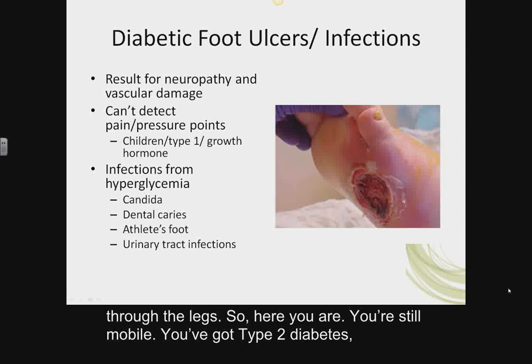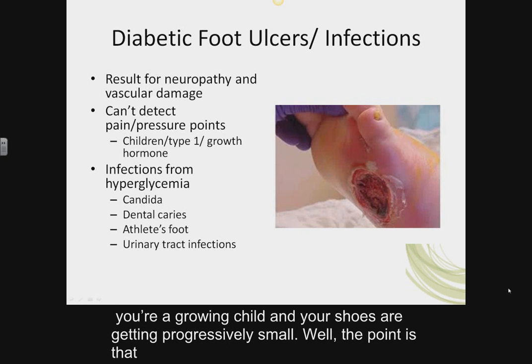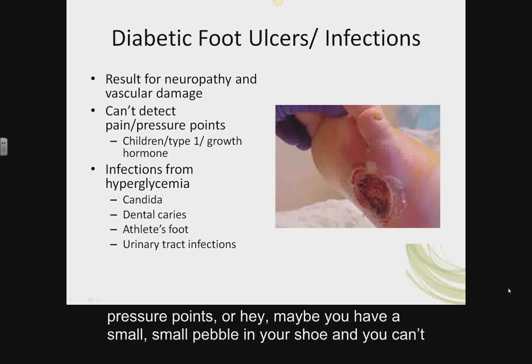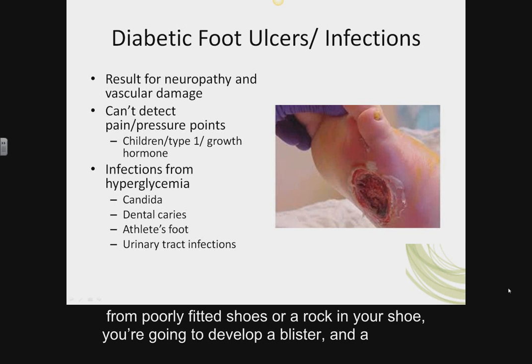So here you are. You're still mobile. You've got type 2 diabetes, let's say, and you're wearing brand new shoes. Or let's say you're a type 1 diabetic and you're a growing child and your shoes are getting progressively small. Well, the point is that with these new shoes or old shoes and you're growing, you're going to have brand new pressure points. Or, hey, maybe you have a small pebble in your shoe and you can't readjust your weight to avoid it. If you are not detecting the sensation of rubbing points from poorly fitted shoes or a rock in your shoe, you're going to develop a blister. And a blister can develop into a life-threatening wound if you have uncontrolled diabetes mellitus.